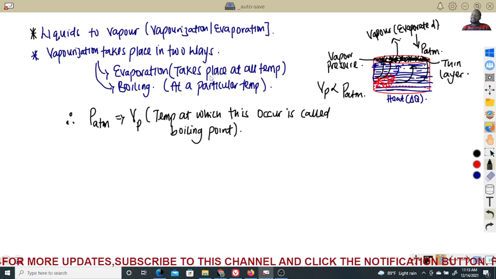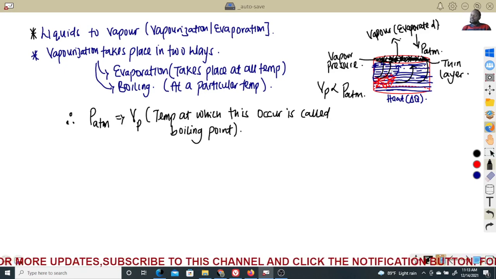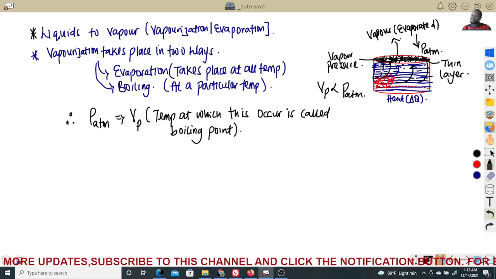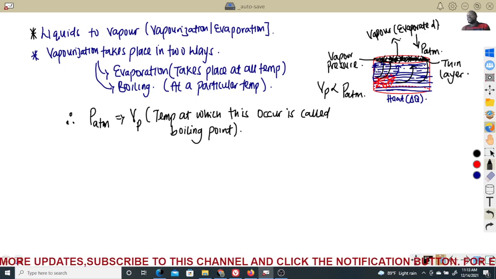But evaporation takes place at any temperature, and it's only at the surface, whereas boiling involves the whole of the liquid. Another thing is boiling is a noisy phenomenon, because when water boils, you start hearing noise. Now, those are things which I believe you've studied in junior classes.